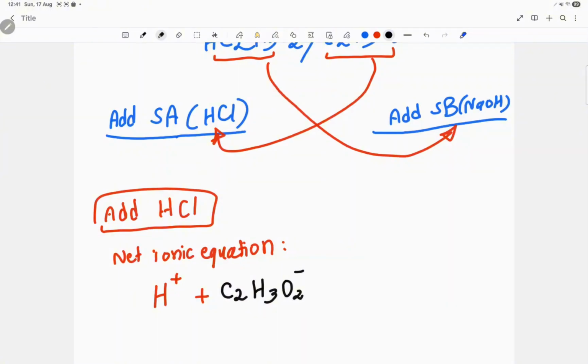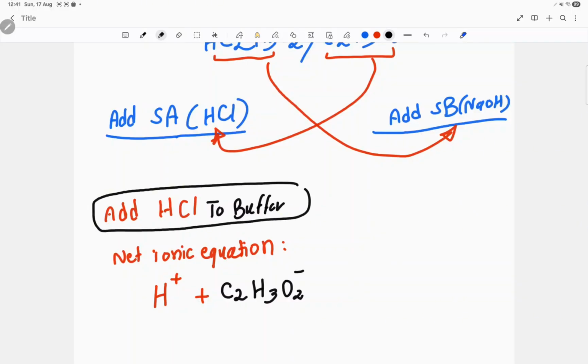Add HCl to the buffer, and they say write the net ionic equation. So from the HCl, take the H plus part. From the buffer, take the conjugate base. Make it a double arrow or a single arrow, it doesn't matter. And you will get HC2H3O2. So that way we were able to change the pH only slightly. Now adding HCl is going to make the pH drop, but because it's a buffer, it's going to only drop slightly. So the pH decreases slightly.